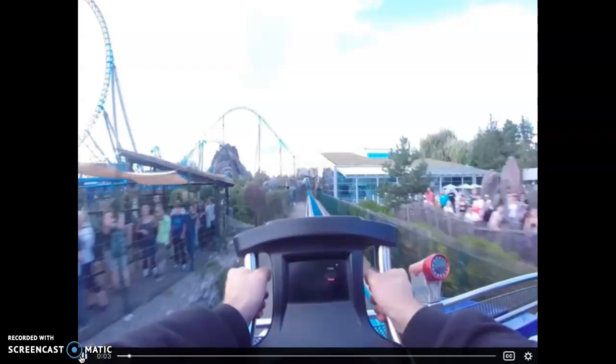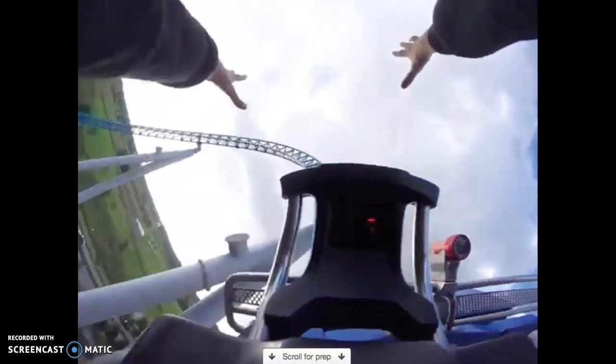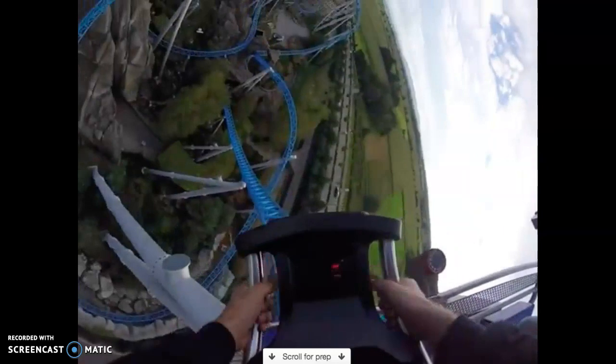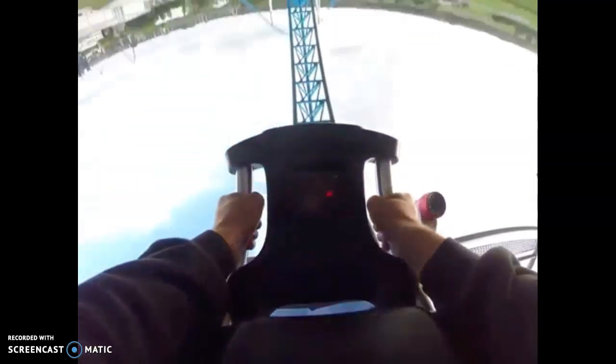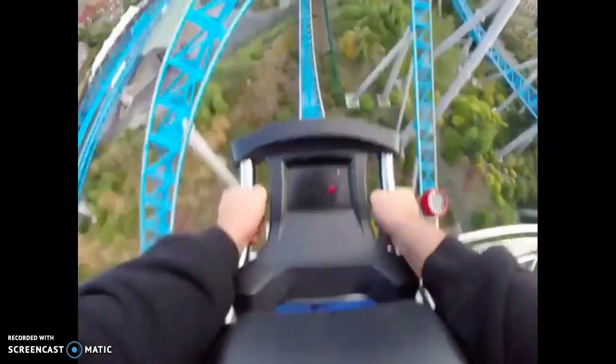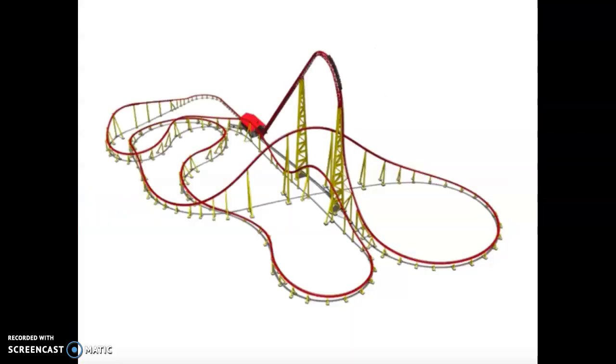Check out this roller coaster ride for a second. This guy is having a lot of fun. Now, one of the things that makes roller coasters so fun are all these ups and downs. When roller coaster designers create rides, they have to figure out how high to make the hills. So let's look at a few roller coaster designs to see how high the hills are.